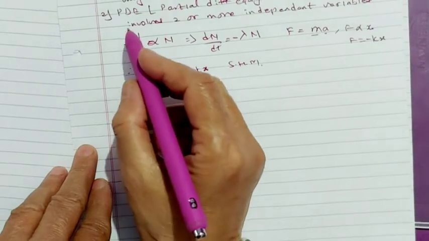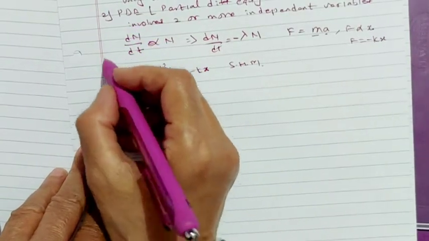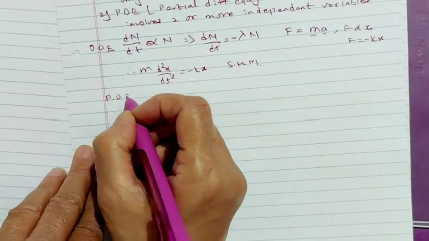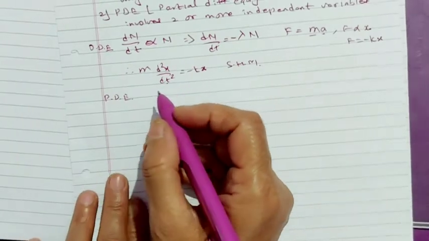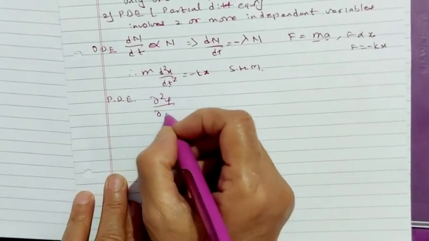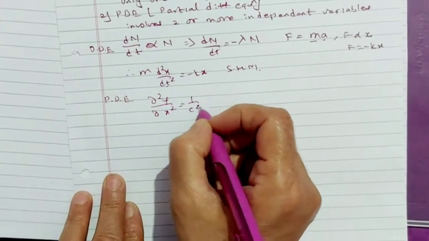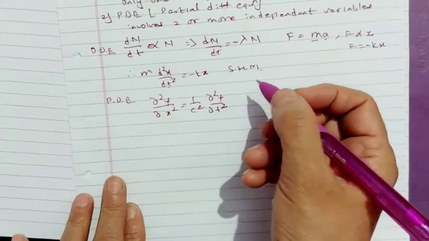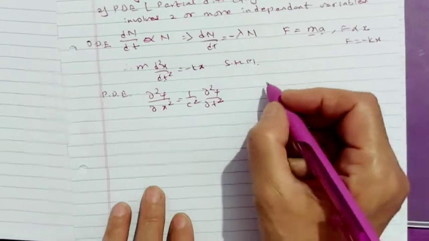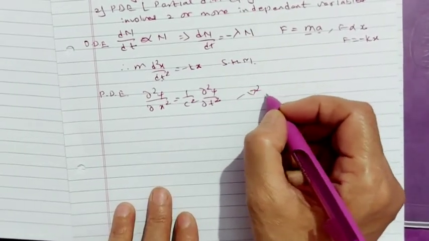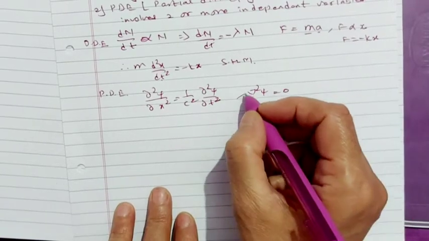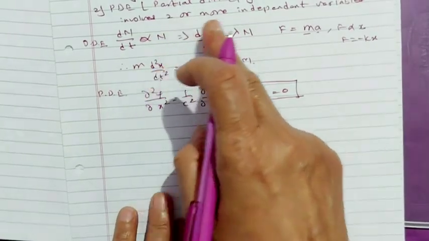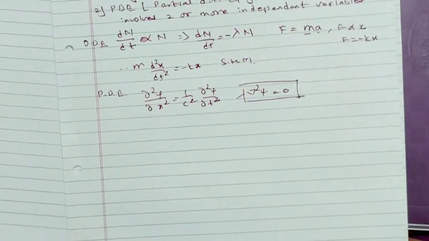These are the examples of ordinary differential equation. To give an example of a partial differential equation, what will I say? The simple example is del square psi by del x square is 1 upon c square del square psi by del t square. This is a one-dimensional wave motion equation, correct? Along with that, one more thing we have in TYBSc physics, which is del square psi is equal to 0. So these examples come under the partial differential equation, which involves two or more independent variables, correct?